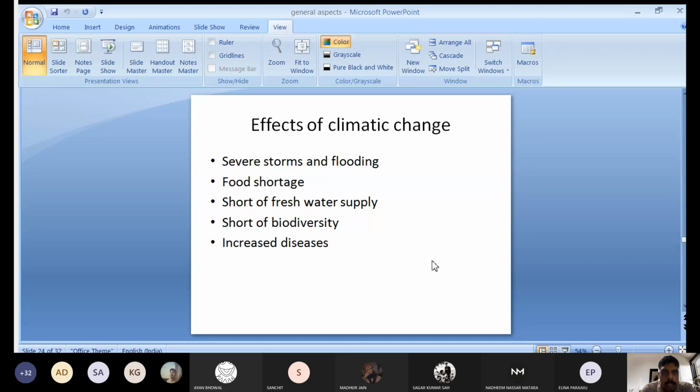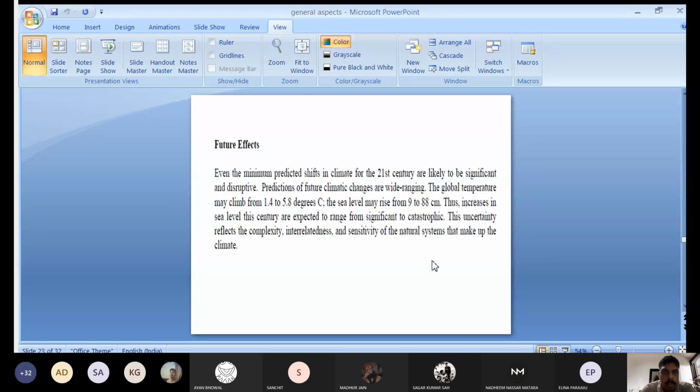So what are the future effects? Even the minimum predicted shifts in the climate for the 21st century are likely to be significant and disruptive. Predictions of future climate change are wide-ranging. The global temperature may climb from 1.4 to 5.8 degrees. The sea level may rise from 9 to 88 centimeters. Thus, the sea level increases.